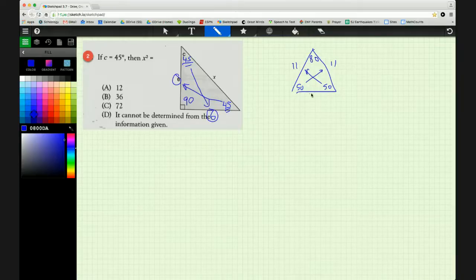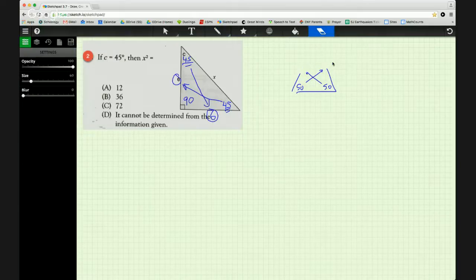So just know that about all triangles. If you have an isosceles triangle where two angles are the same, you also have two sides that are the same. That might sneak up on you somewhere else in the HSPT.